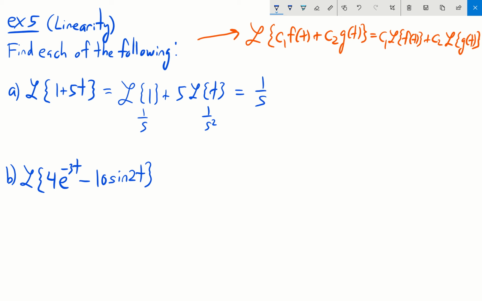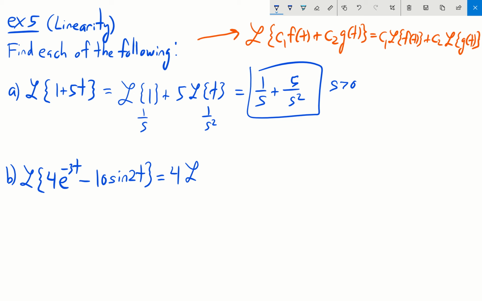Therefore, this Laplace transform is going to be 1 over s plus 5 times 1 over s squared, which you can write as 5 over s squared. And for both of those Laplace transforms to exist individually, recall that that's going to be valid for s greater than 0. Similarly, we can use linearity on the next one.